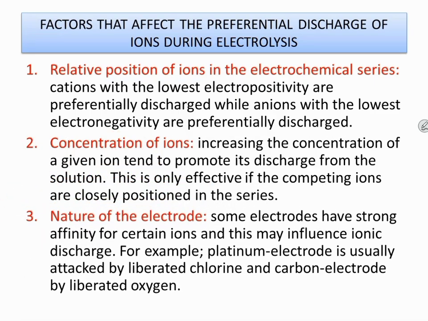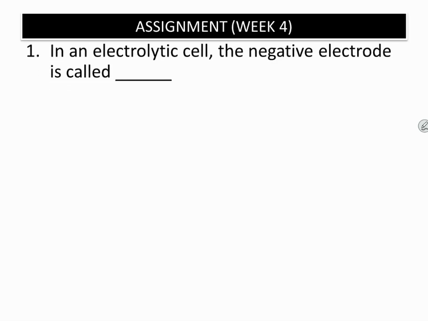Then if the ion has a higher concentration, then the nature of the electrode. Some electrodes have good affinity for certain ions. For example, platinum easily attracts chlorine to itself. So the nature of the electrode also affects the discharge preferences as well. Now we have some assignments here.